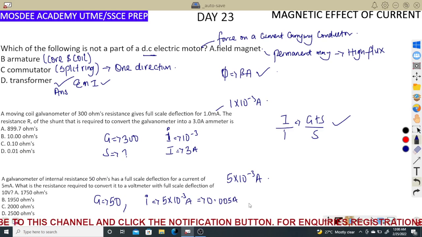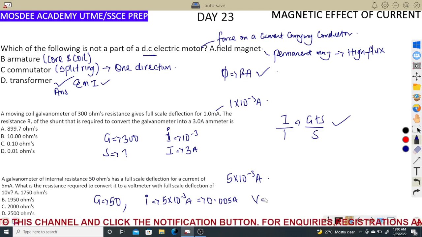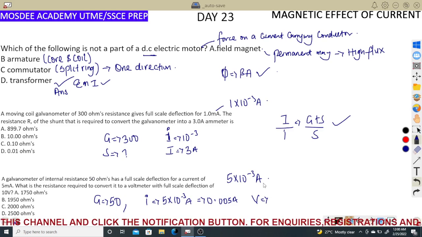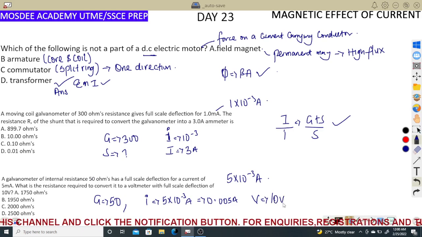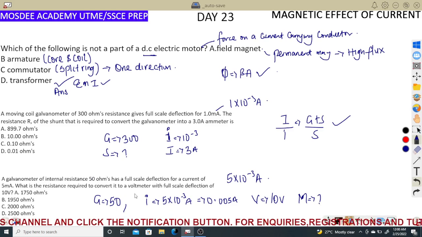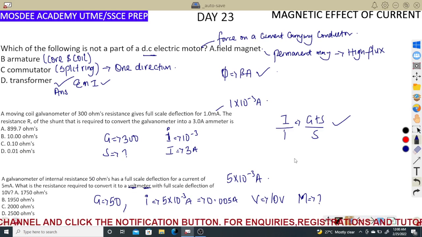Then here they ask: what is the resistance required to convert the galvanometer to a voltmeter with a full scale deflection of 10 V. So just keep in mind, we are looking for the value of V equals 10 V. We are looking for the value of the multiplier, because if you want to convert your galvanometer to a voltmeter, you require a multiplier.